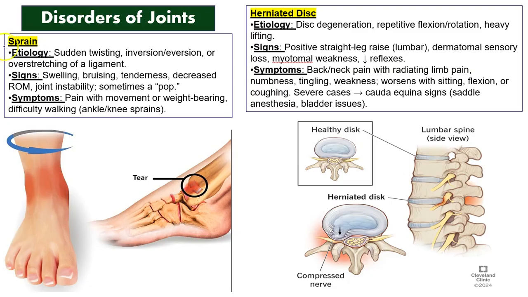Some other disorders would be like a sprain. The origin of a sprain would be sudden twisting, or inversion and eversion like we saw before, or overstretching of a ligament.